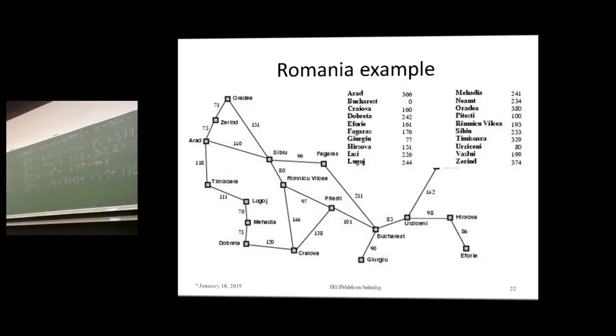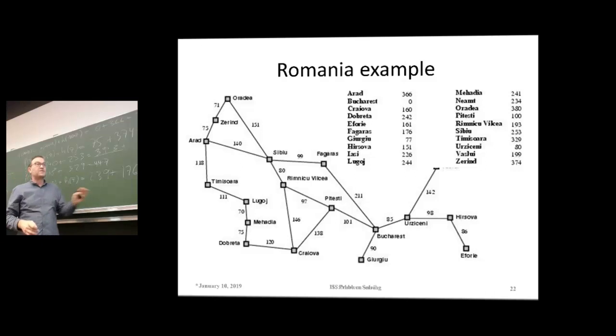Yeah? If we found out that our route would actually be longer than the target, A star would backtrack. Yes, A star always takes the one with the smallest amount here. Okay, so it will backtrack to Fagaras. It will backtrack to Fagaras.